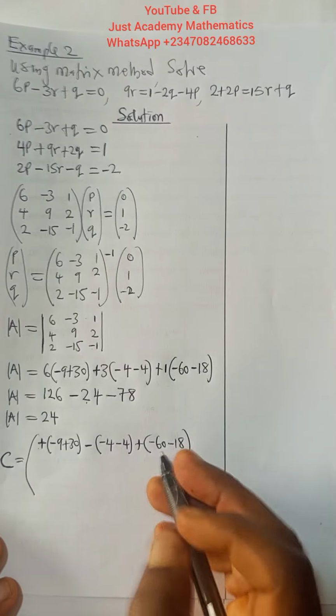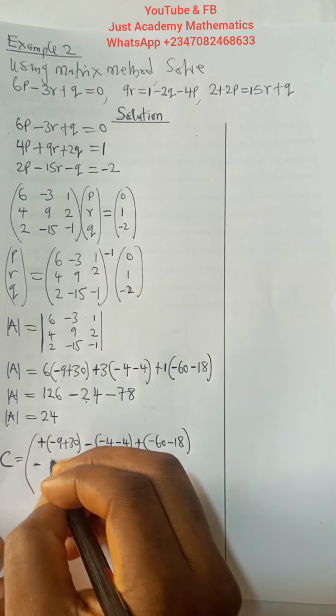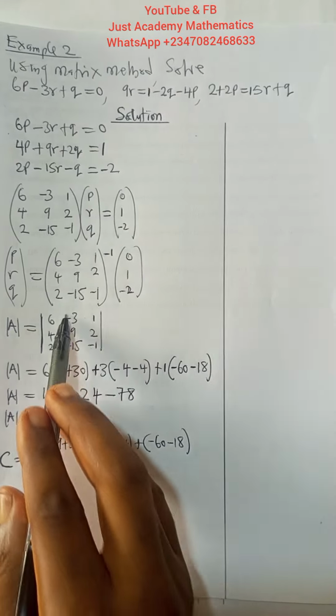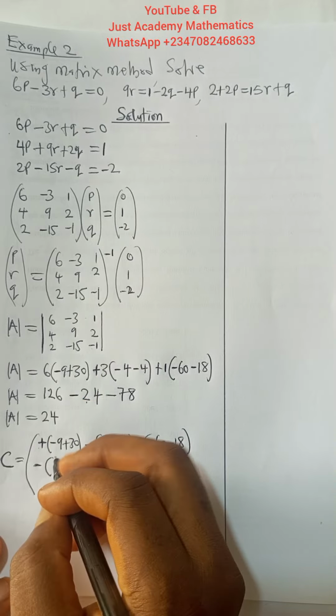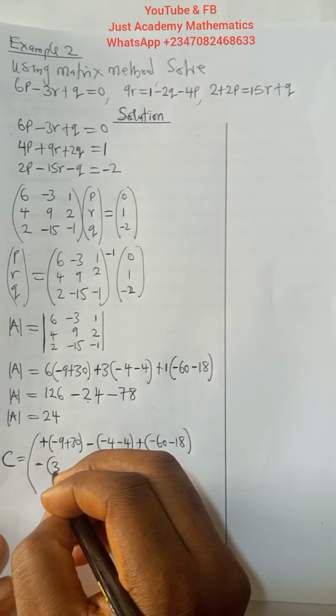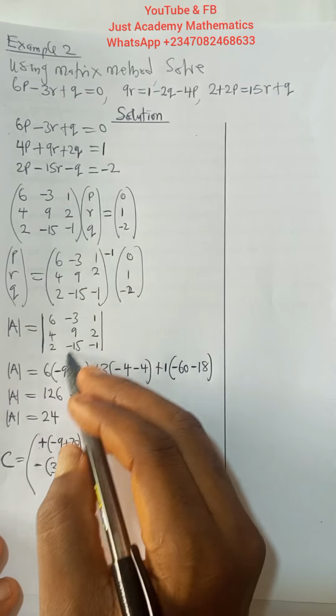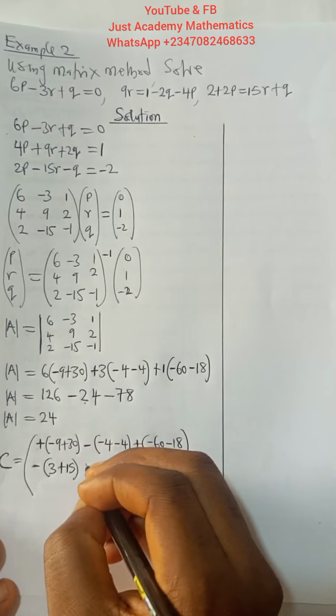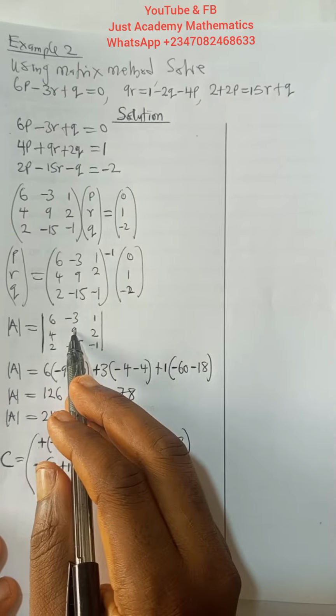Plus, minus, plus. The next one is minus. Here we are now. Minus 3 times minus 1 will give us what? 3. Minus times minus is plus, so plus 15 here. Then plus, we are here now.